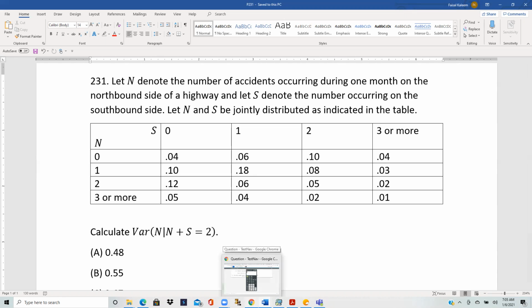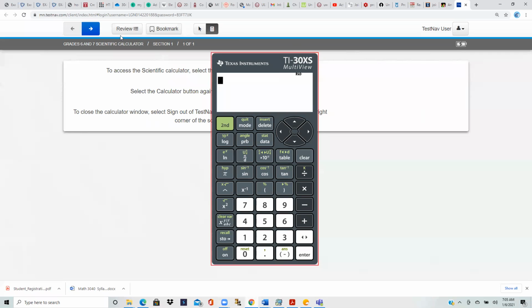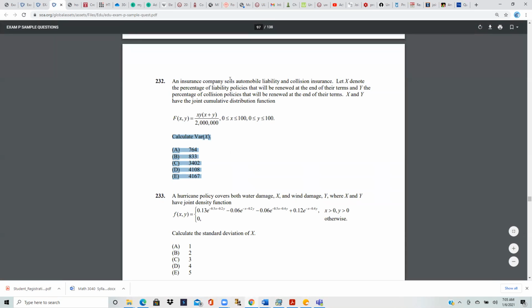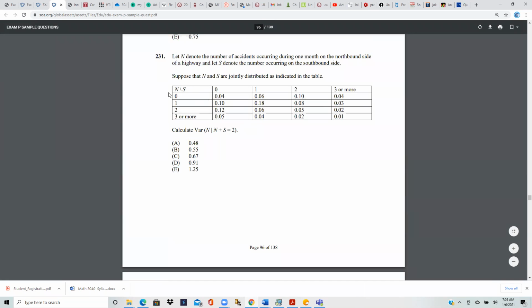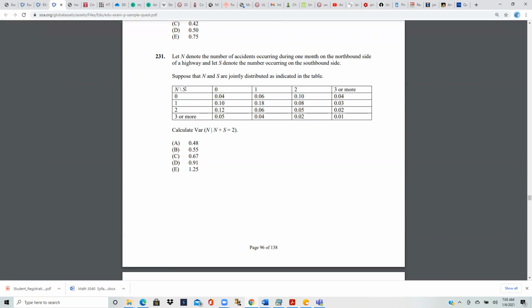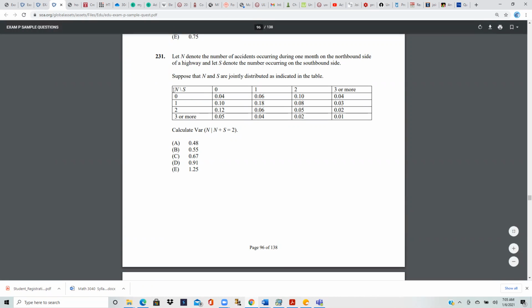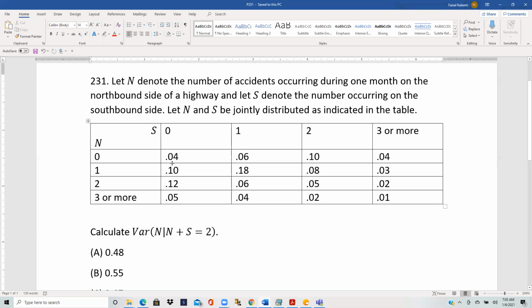Now, if you read this problem on the SOA website, it's a bit confusing what they have written in this cell. Let me show you. They say N\S, which is kind of confusing. What they meant was that this row is for the south and this column is for the north. So to make it clearer, I have written S over here and N over here.